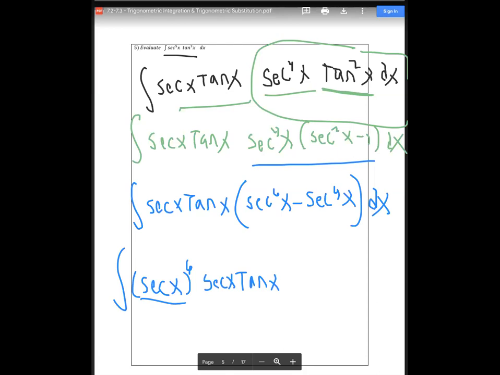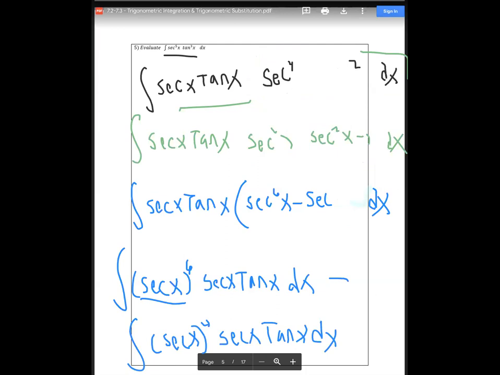Notice how the derivative of secant of x, if you remember from AP Cal AB, is secant tangent. So it's very, very easy. It works out really nicely. Minus secant of x to the 4th, and then a secant tangent x dx. And now all we have to do is integrate.